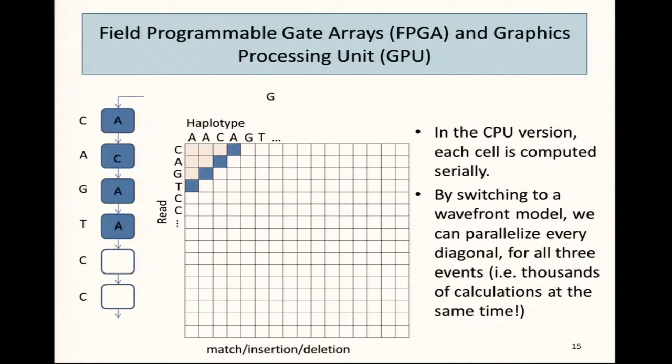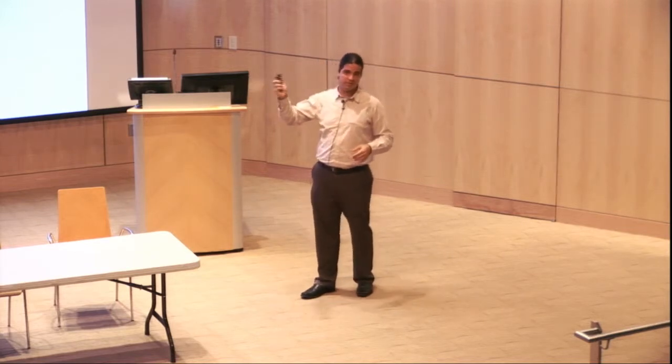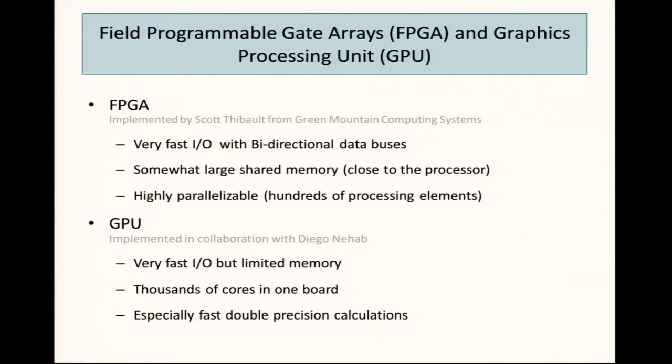Before I finish, I want to say the development of those things was not done by this group alone. We had help from Scott Thibault from Green Mountain Computing Systems, who implemented the Impulse C version of the ParaHMM in the haplotype caller. This was also done in collaboration with George Vasek, who is here. If you want to talk to him, he's right there.